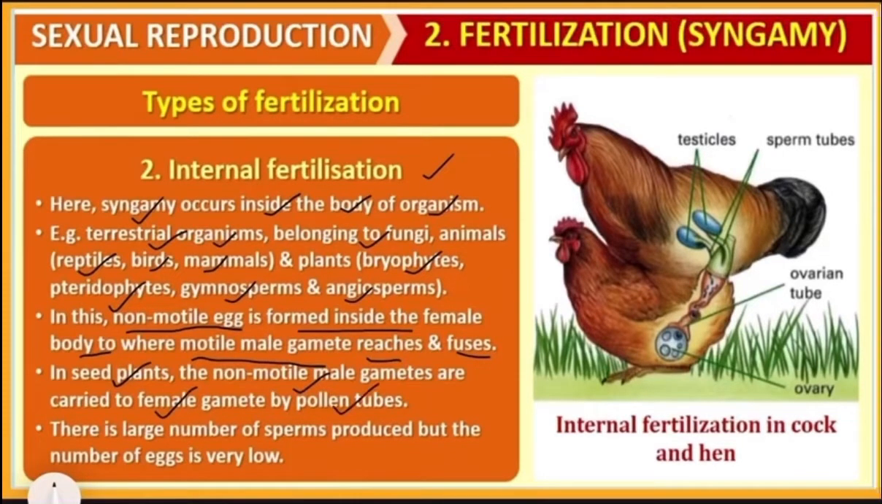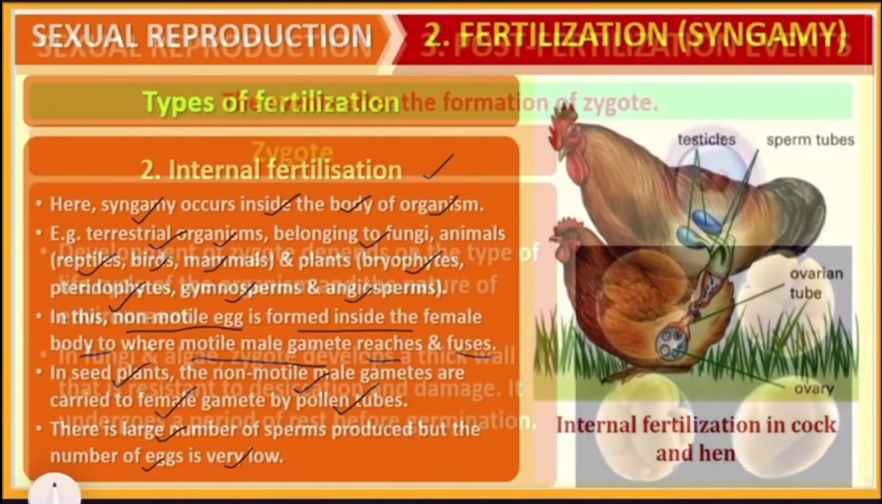This I have already told you, that pollen grains fall on the stigma. There they form the pollen tube. Inside the pollen tube, two male gametes are present and then this pollen tube takes these male gametes to the ovule. Clear? There is a large number of sperms produced, but the number of eggs is very low in case of organisms where internal fertilization takes place.